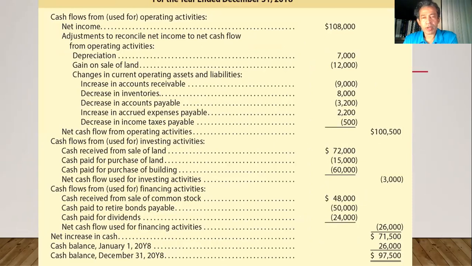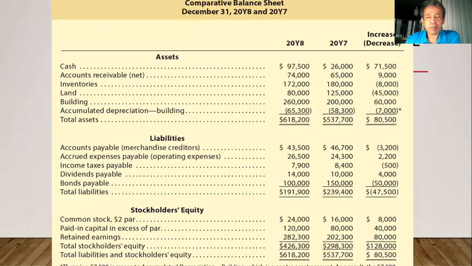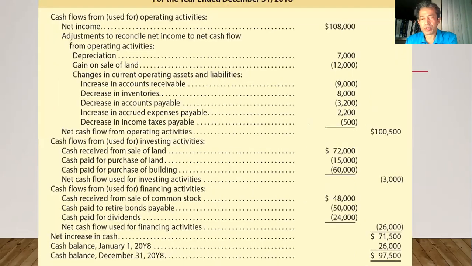Cash paid to retire bonds payable, $50,000. And the dividends. We know the dividend announced was 28, but the dividend actually paid was less because the dividend payable balance has gone up by $4,000. So dividend payable going up means you didn't pay all the dividend that you announced. You announced $28,000 worth of dividend, but you paid $4,000 less. So you actually paid $24,000 worth of dividend.